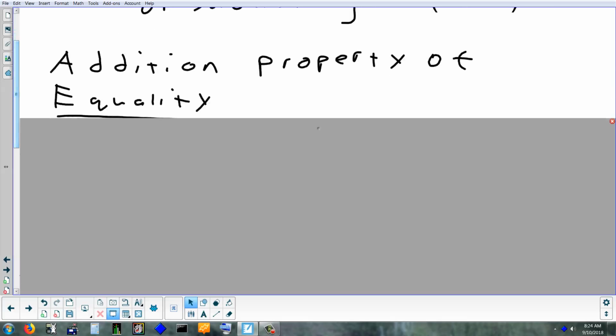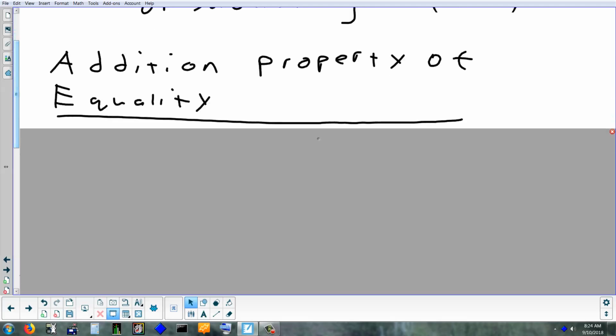Sure. Guys, when we talk about these properties of equality, you're not going to need to write this stuff down. Really, the only thing you're going to write down is the steps on how to solve. So this stuff we talk about, the addition property of equality and the subtraction property of equality, just listen to that. You don't need to write it down. I'll let you know when you have to write stuff down.